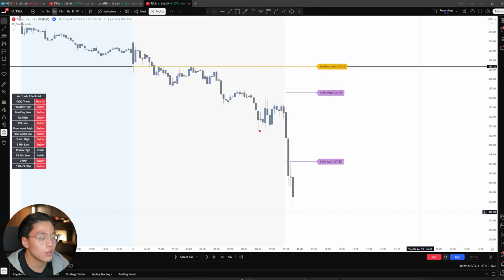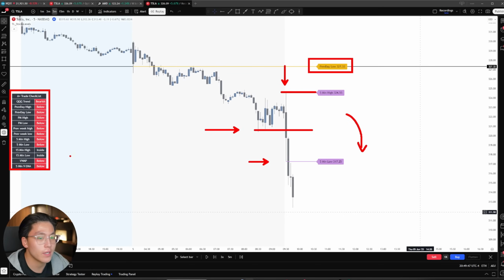So as you can see here on Tesla, we tried pushing towards the upside, failed to gravitate back up towards your previous day lows, immediate rejection right off the bat. Now we're gravitating lower underneath your pre-market lows. You can now see we're underneath our 5-minute range low here as well. If you look at the trade checklist, you can see all these ones right here are checked off.